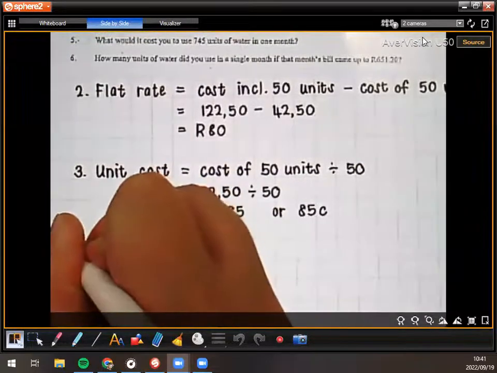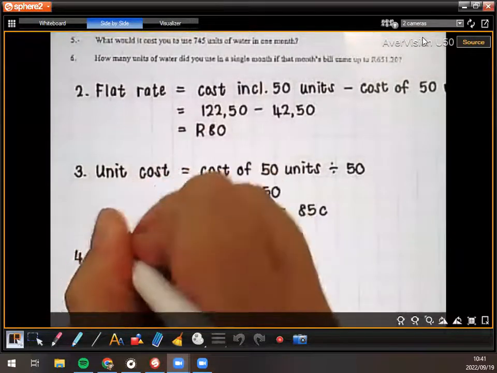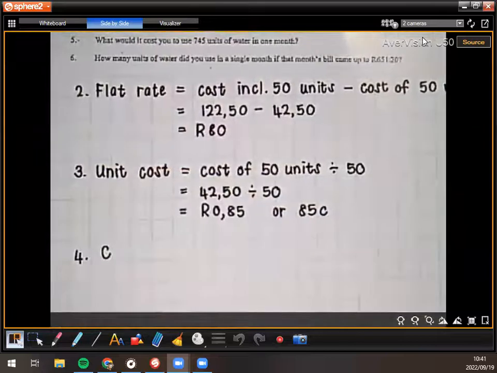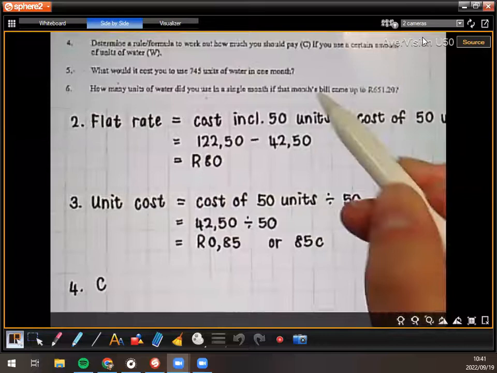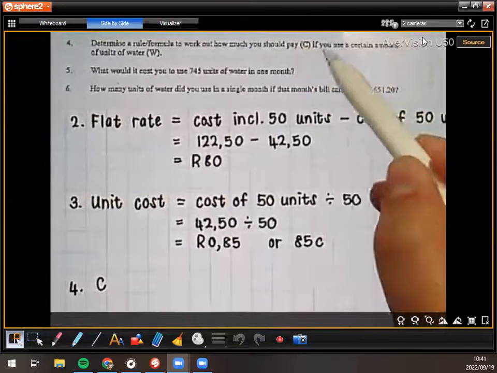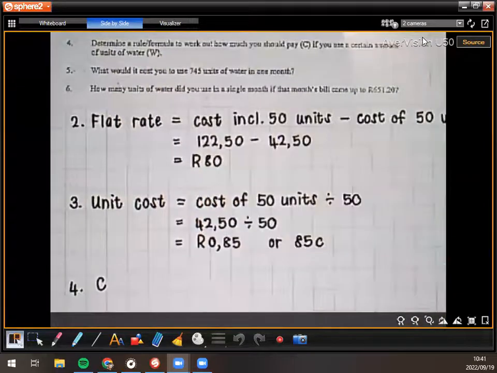Okay, for number 4, they're now asking us to determine a rule to work out how much you would pay. And they're saying that that is C, the total cost is C. So remember, guys, we need to use what they're asking us to use. So capital C for that. If you use a certain amount of units of water, and they're saying the units is W.